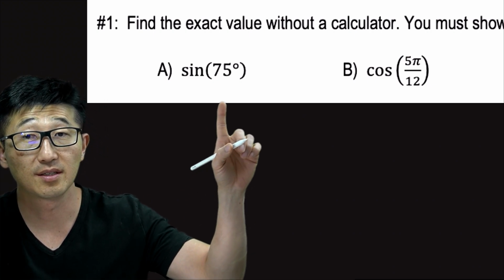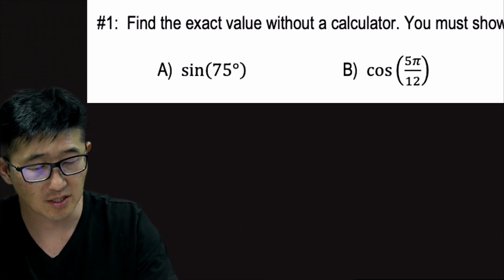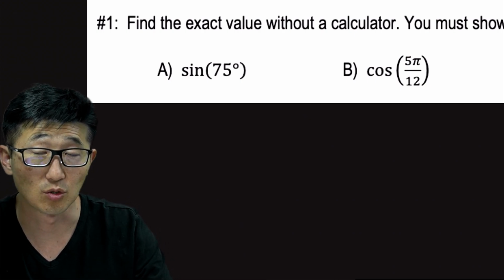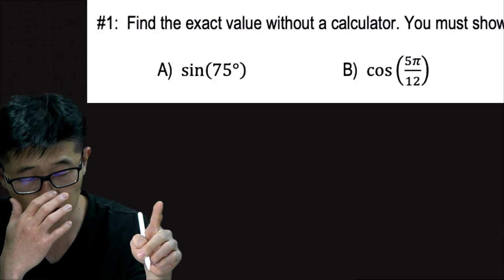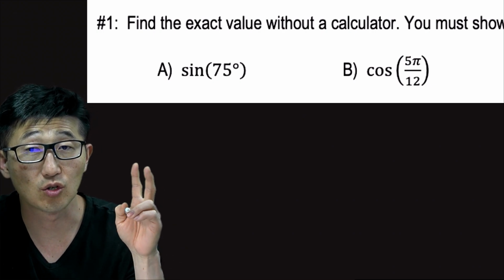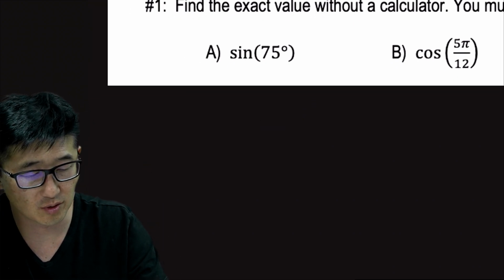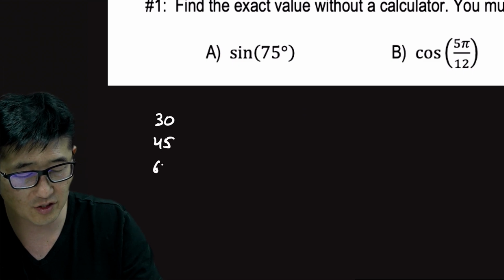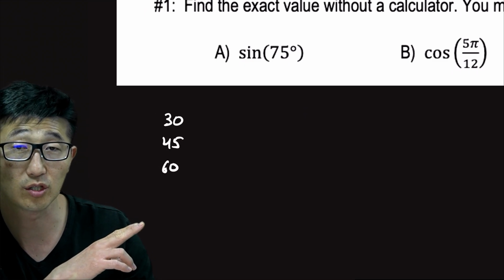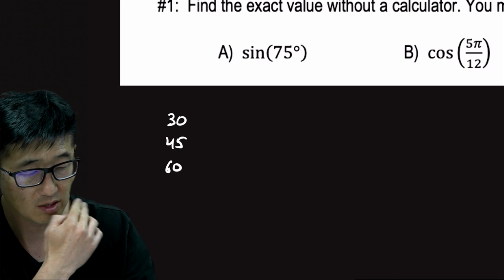Okay, the 75 degrees is not one of our reference angles. So you have to come up with two angles that either add to 75 or subtract to 75, where you can actually use those two angles. So the reference angles that we need to use are 30, 45, 60. That's in the first quadrant. You can use others as well.